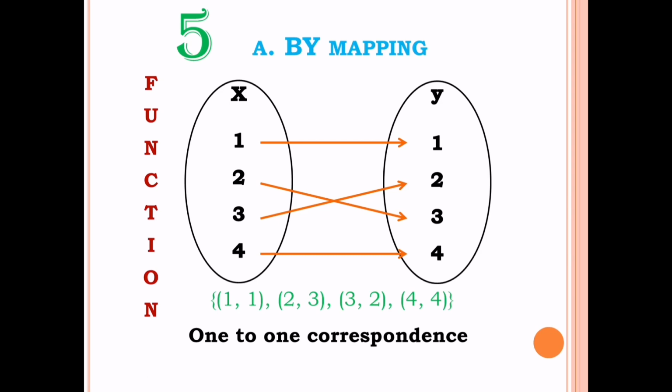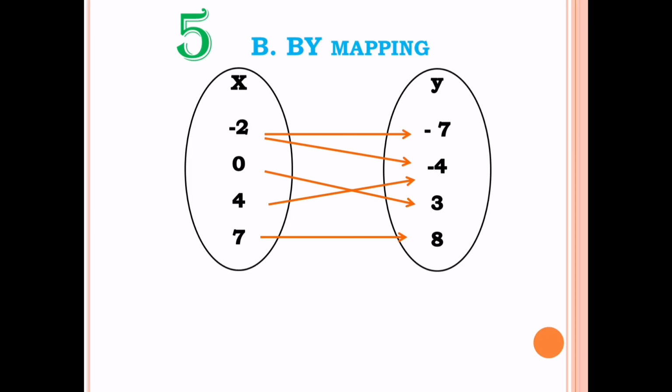Okay, let us go to the next mapping. As you can see, the elements of x are negative 2, 0, 4, 7, and the elements of y are negative 7, negative 4, 3, and 8. Let us do the correspondence here. Negative 2 pairs with negative 7, and negative 2 also pairs to negative 4. 0 pairs to 3, 4 pairs to negative 4, and 7 pairs to 8. Let us evaluate the ordered pairs. Since negative 2 repeats more than once, this is what we call a relation.